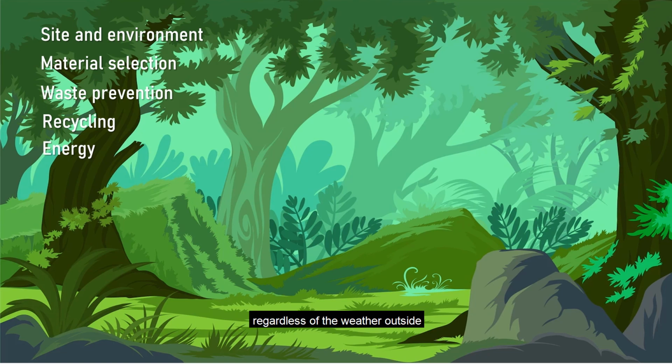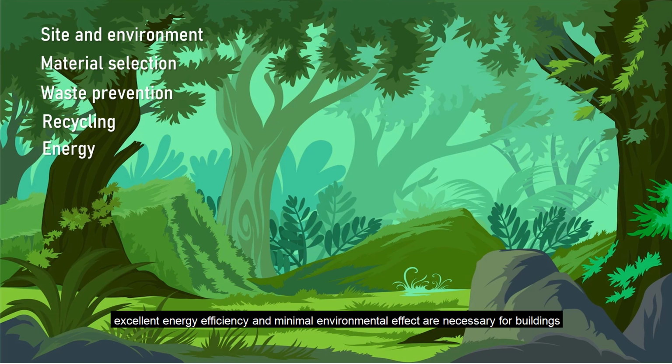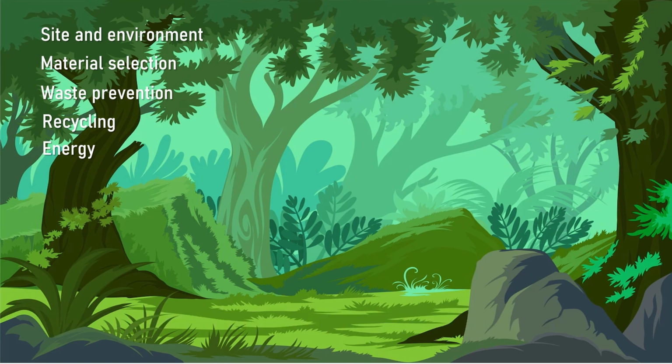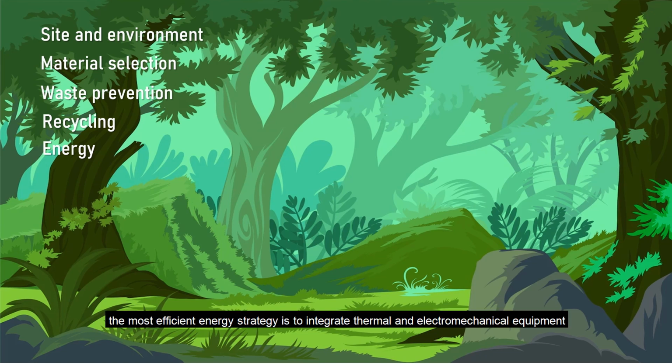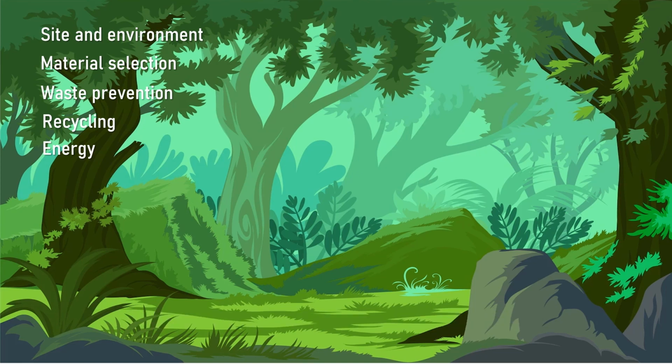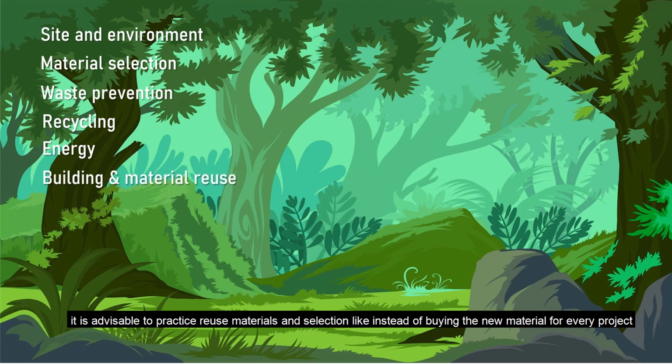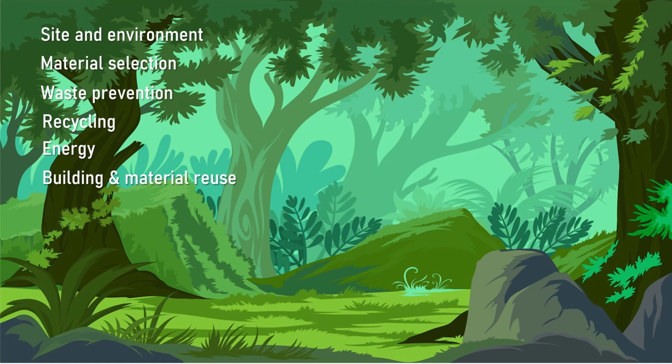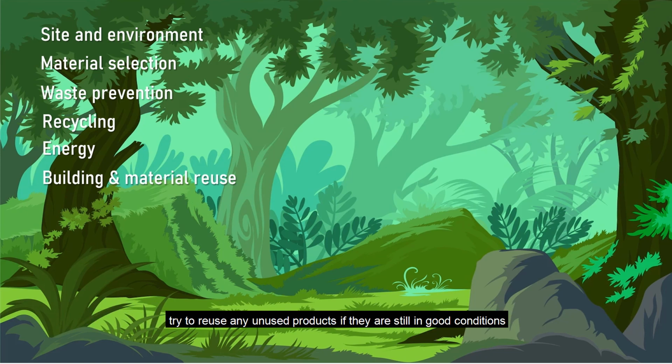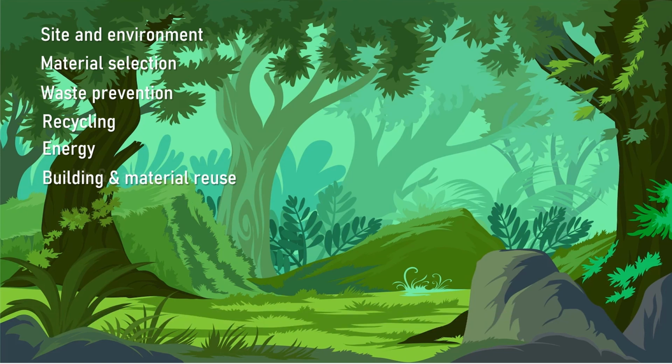Consequently, regardless of the weather outside, excellent energy efficiency and minimal environmental effect are necessary for buildings. The most efficient energy strategy is to integrate thermal and electromechanical equipment with the architectural elements by combining passive and active working elements. It is advisable to practice reuse of materials and selection, like instead of buying new material for a project, try to reuse any unused products if they are still in good condition.